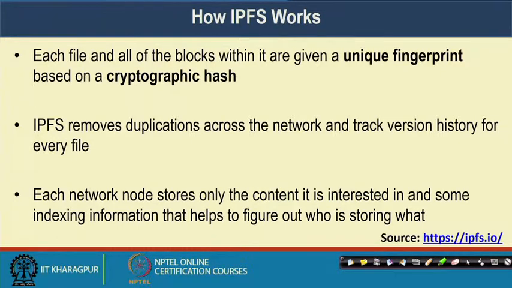In IPFS, each file and all of the blocks within it are given a unique fingerprint, based on a cryptographic hash function, through which you can identify a specific file or a specific block inside the file. IPFS removes duplication across the network to save storage space and tracks version history for every file, so that if a file has been changed, it keeps another replica, and if some user wants the old version of the file, he or she will still be able to access it. And each network node stores only the content it is interested in and some indexing information that helps to figure out who is storing what.